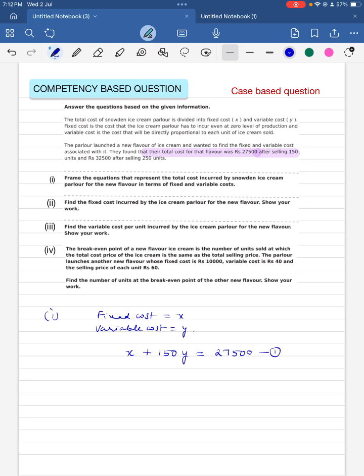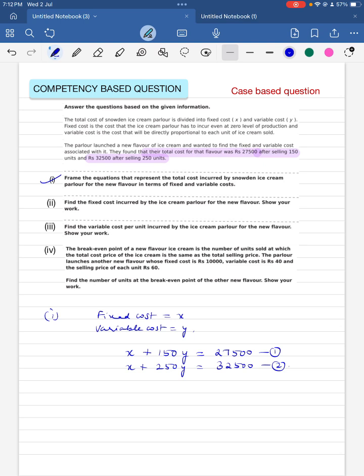Now in the second part, they've mentioned that they found that their total cost is rupees 32,500 after selling 250 units. So X plus 250Y now becomes 32,500. So that's the second linear equation. So we're done with the first part. We have framed both the equations.